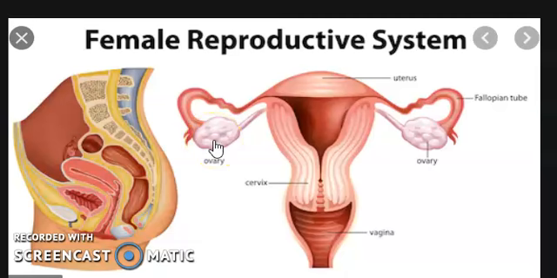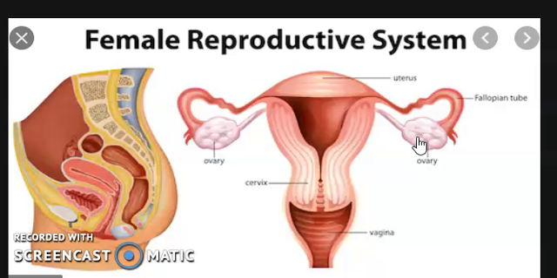Ovary. It is the primary female sex organ. Its main function is the production of egg or ovum, and it is also responsible for the production of female hormones. It is a solid, oval, almond-shaped organ. It is 3 cm in length, 1.5 cm in breadth and 1 cm in thickness.